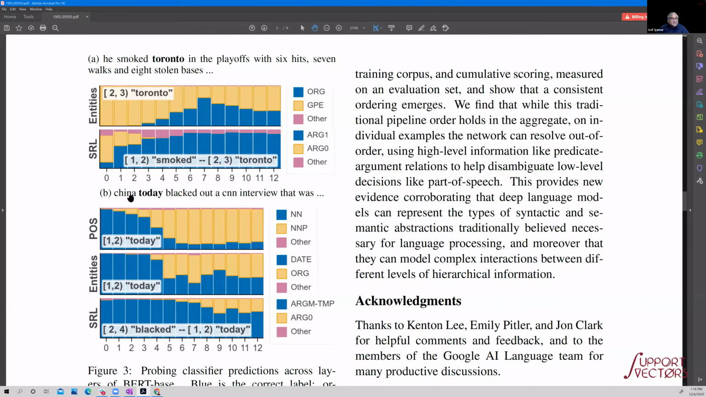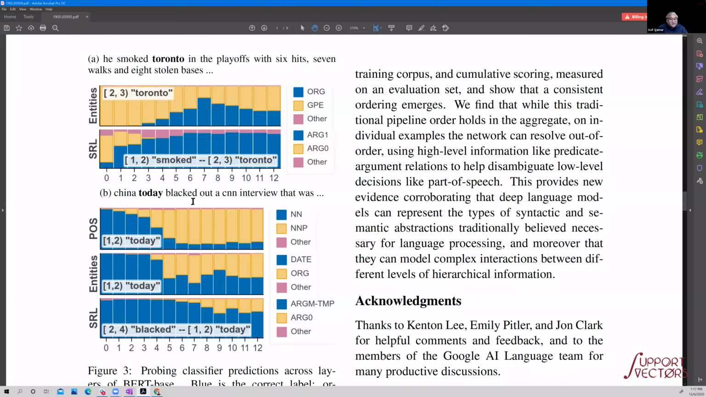Now let's read another sentence. China today blacked out a CNN interview that was something or the other. So look at the word today. If you are just looking at the words, what is today? You would expect that it is a time thing, isn't it? Are we together? Yes. You're talking about time, date, and so forth.